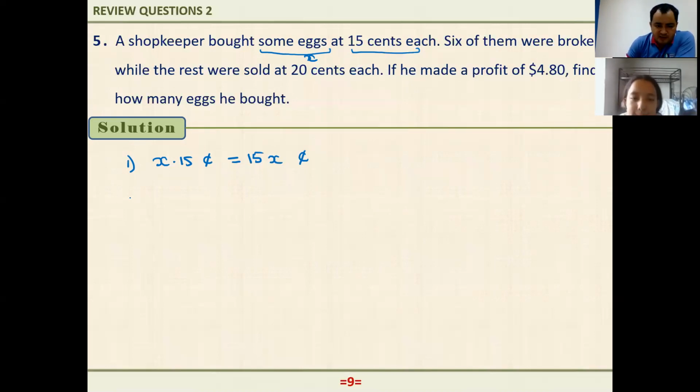Done. Now second condition. 6 of them were broken, right? While the rest were sold at 20 cents. So now, actually, we had X eggs here, right? But for some reason, 6 of them were broken. Now, how many X do we have here?